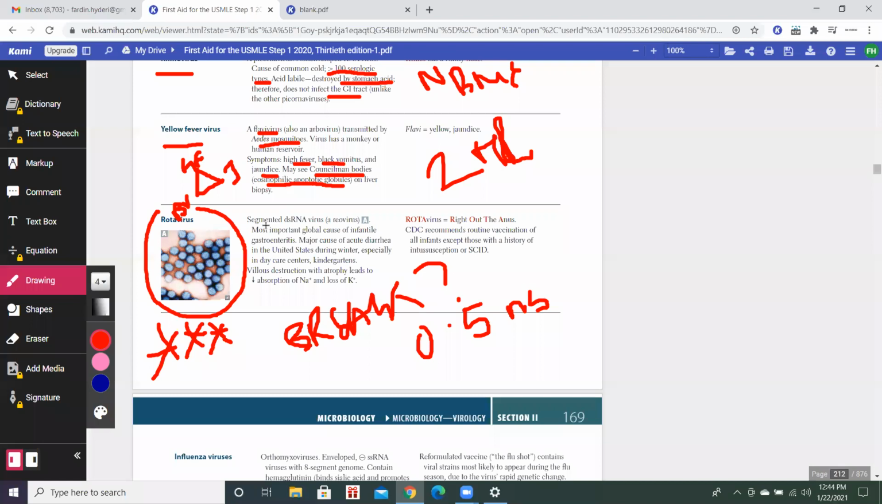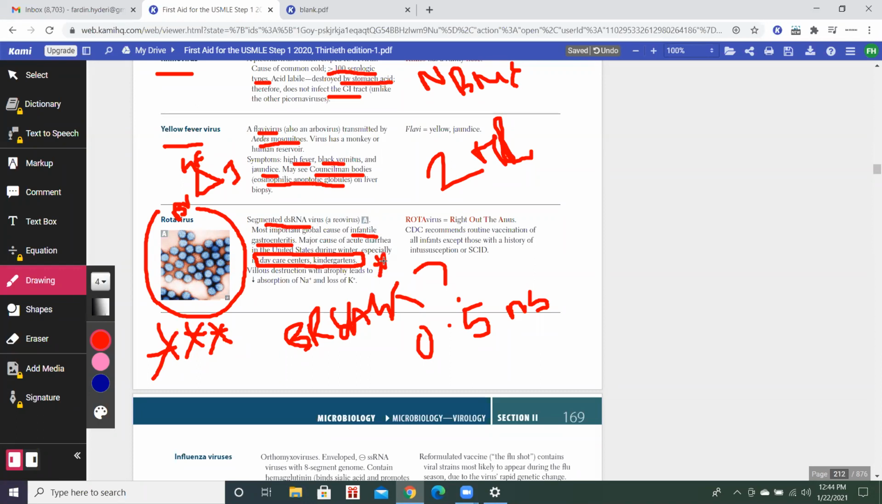This is the most important global cause of infantile gastroenteritis. Okay, this causes gastroenteritis in young infants. It causes acute diarrhea, especially during winter, and in daycare centers. I need you guys to focus on this one, daycare centers and kindergartens, because in Step 1, they will use daycare centers and kindergartens in the questions to make questions about rotavirus.